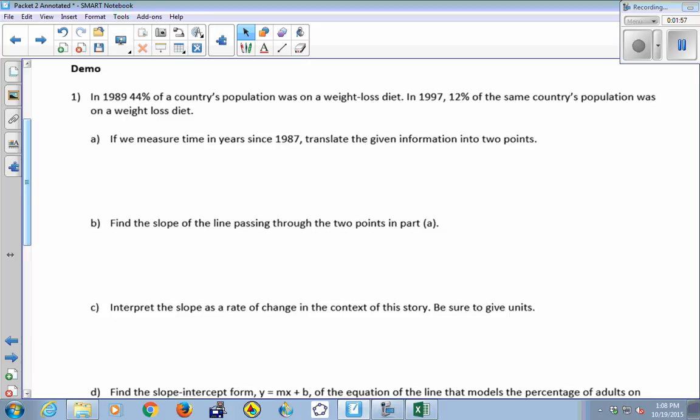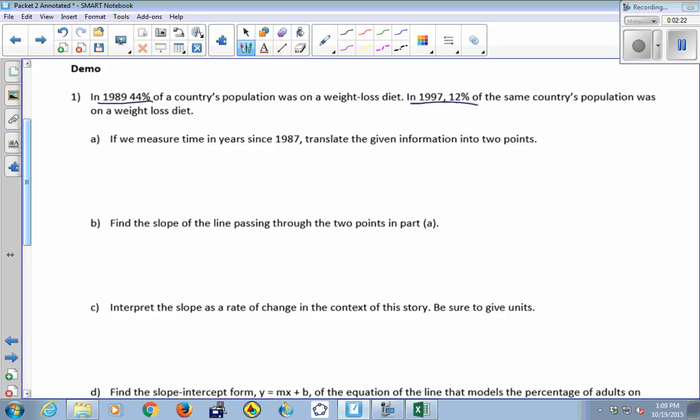Okay, in 1989, 44% of a country's population was on a weight loss diet. And then in 1997, only 12% of the same country's population was on a weight loss diet. So if we measure time in years since 1987, we're going to translate that information into 2 points. Okay, so we've got 1989, 44%, 1997, 12%.